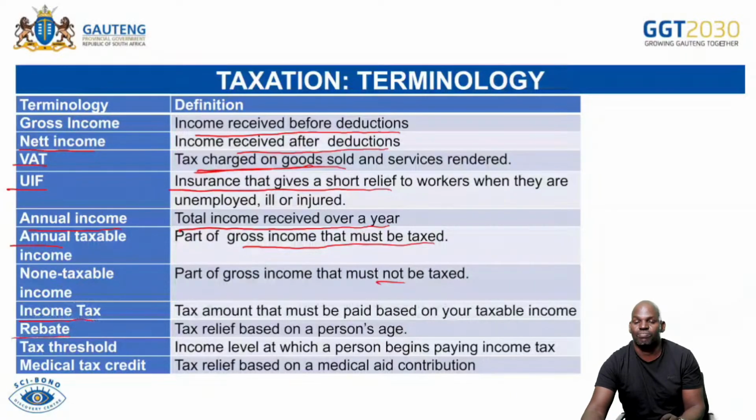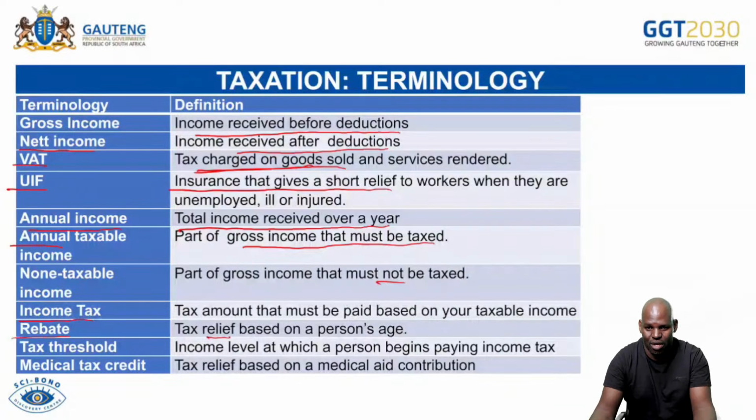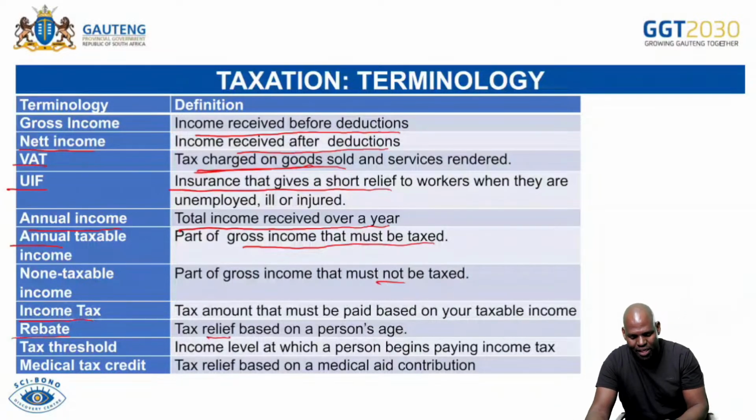A rebate is a tax relief based on a person's age. Now, when we relieve it, it means we make it less. So it's tax relief. They make your tax amount to be less based on your age. And then we've got tax threshold, the income level at which a person begins paying income tax.